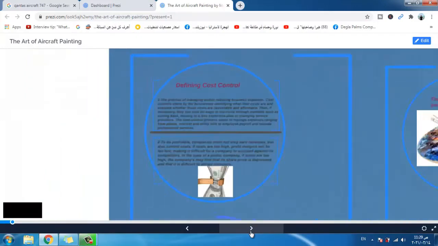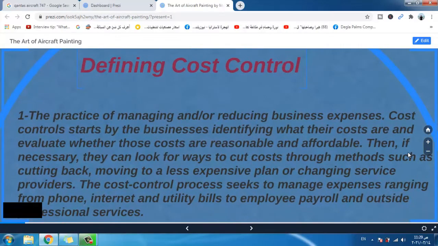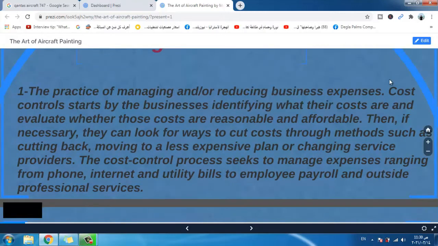First of all, let us define cost control. It's simply the practice of managing and/or reducing business expenses. Cost control starts by the business identifying what their costs are and evaluating whether those costs are reasonable and affordable. Then, if necessary, they can look for ways to cut costs through methods such as cutting back, moving to a less expensive plan, or changing service providers. The cost control process seeks to manage expenses ranging from phone, internet, and utility bills to employee payroll and outside professional services.